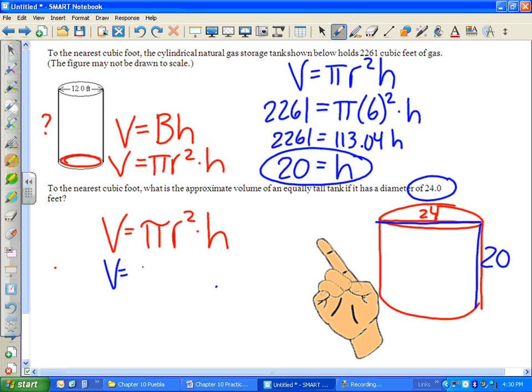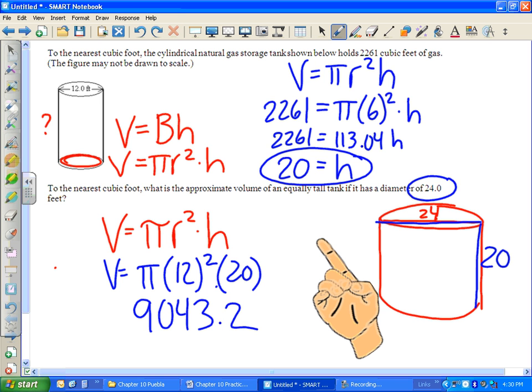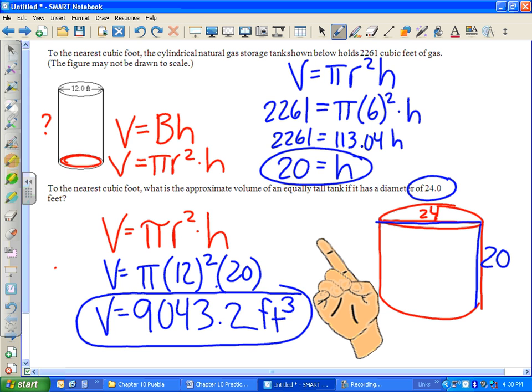So V equals pi times 12 squared times 20. Okay, so we're going to do 144, that's 12 times 12, times 20 times 3.14. That's 9043.2 volume, and this is going to be in feet cubed. Okay, there's your answer. But it says 10 years cubic foot, so really it could be, take the 2 away. It's really 9043.